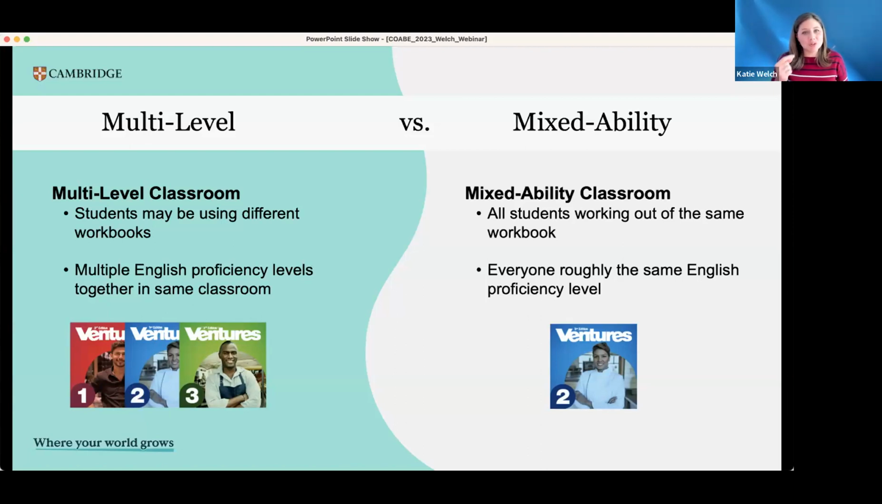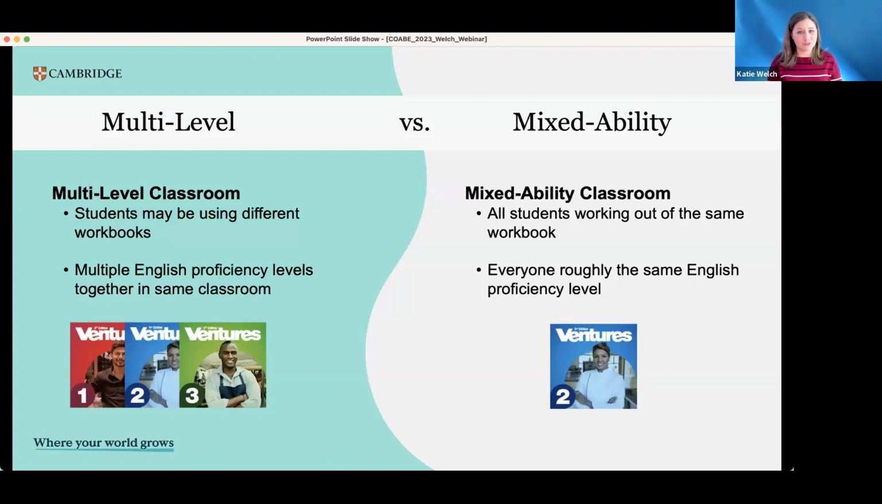But if you're teaching multi-level or you're trying to teach English learners that are working out of different workbooks, that's just another level of complexity that's added. And so if you have questions specifically about multi-level classrooms, put those in the chat for me and we can talk about them at the end. But for now, I'm going to move forward with talking about mixed ability classrooms.